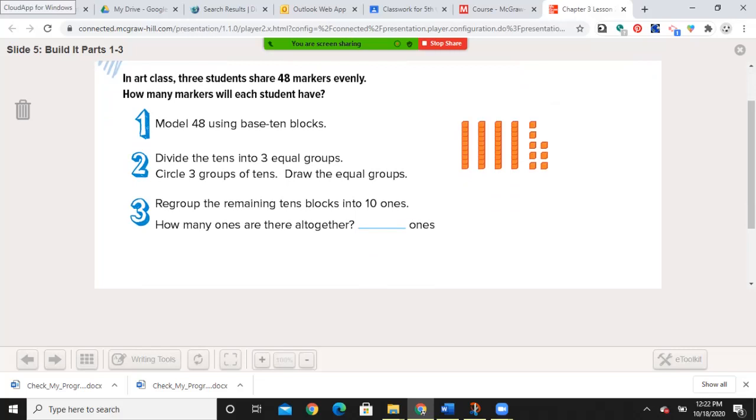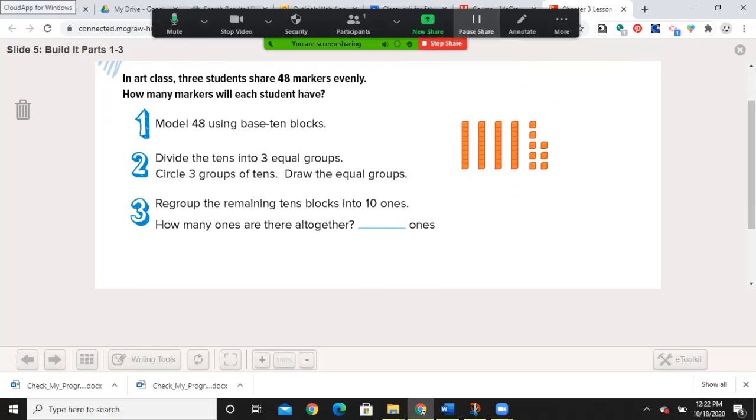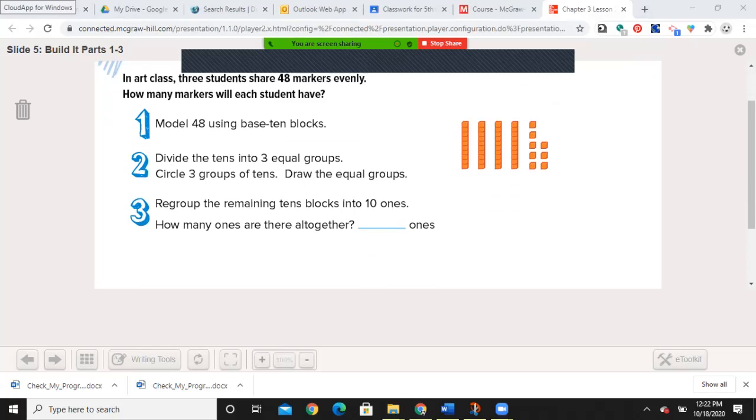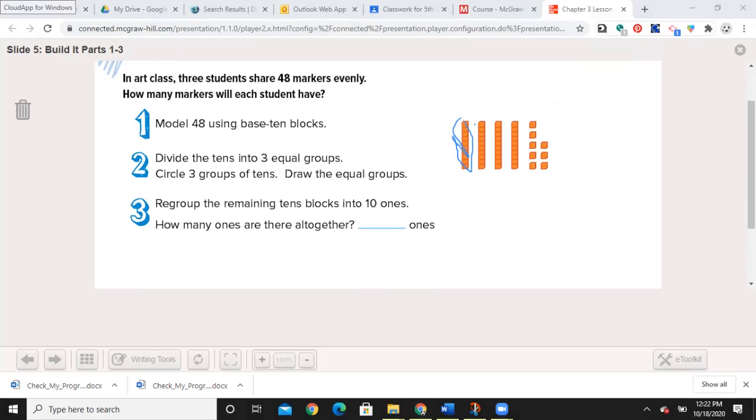We divide these tens into 3 equal groups. So it tells me to circle 3 groups of 10. I'm going to go ahead and do that, and you should as well. Hopefully yours is better than mine. 1, 2, 3. So now I have 3 groups already divided, and then I'm going to have some left over.